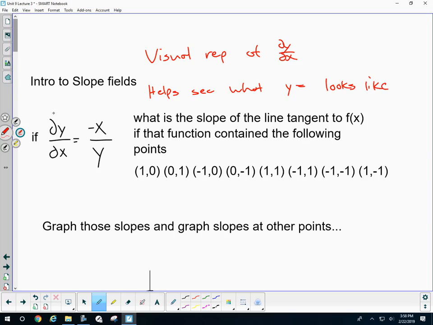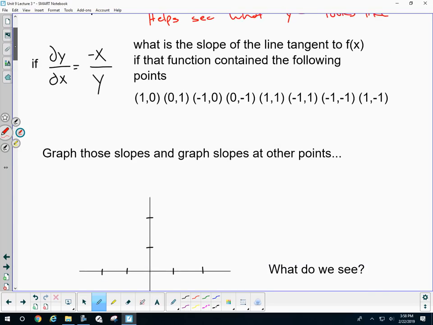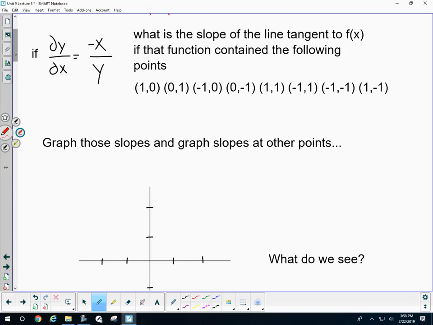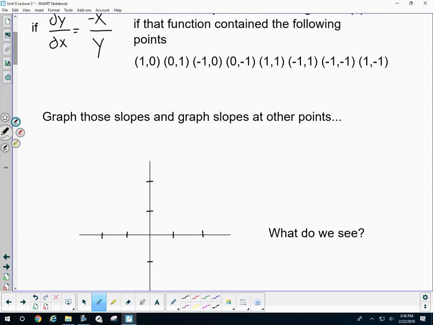So, this is what you do when you're asked to create a slope field. Sometimes slope fields will already be created for you. Sometimes you'll be asked to create a slope field. You're going to take an xy axis, and you're going to be given specific points. I'm going to give you all these points here at the zeros and the ones. So (1, 1), (0, 1), (-1, 1), (1, 0), (0, 0), (-1, 0), (1, -1), (0, -1), (-1, -1), those points, okay?